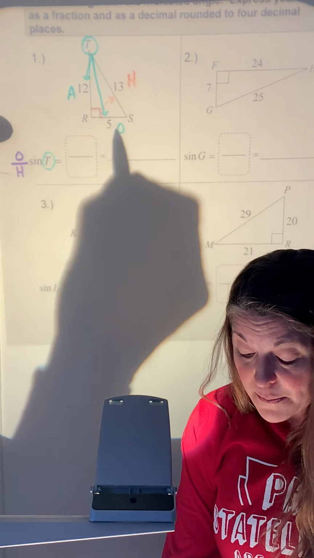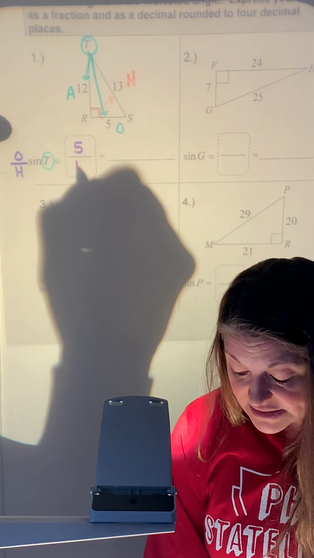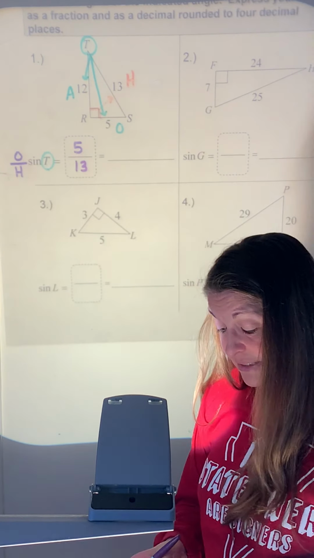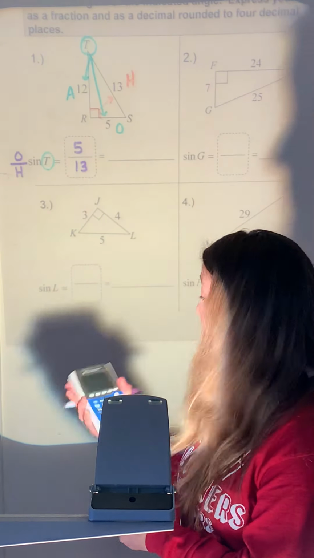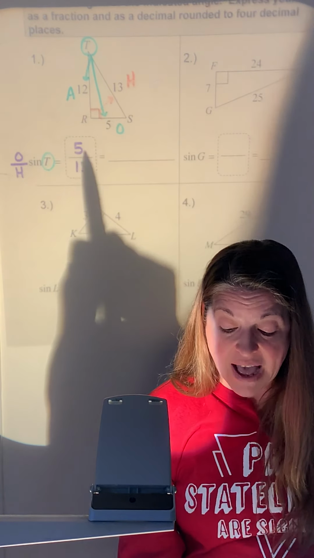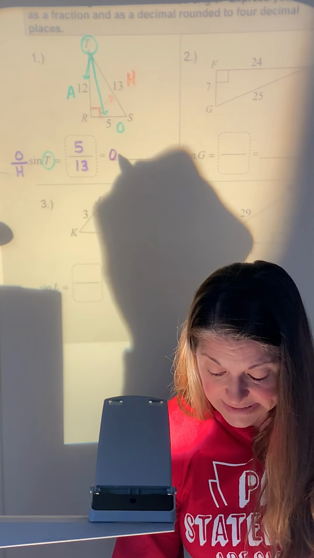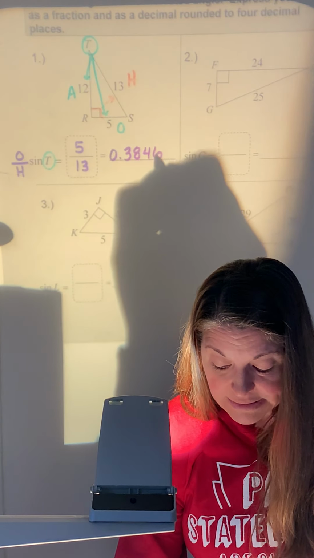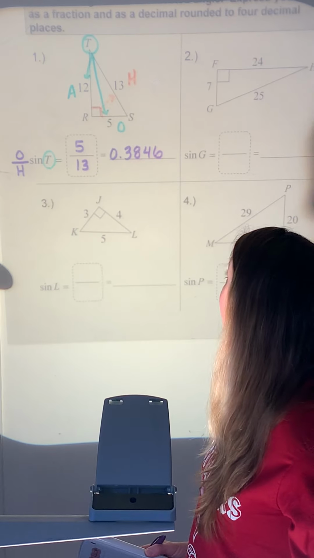So we're going to take the number that's the opposite, and that is 5. Take the number that's the hypotenuse, and that is 13. So 5/13 is going to be the fraction. If we wanted the decimal, when we do 5 divided by 13 in our calculator, we should get 0.3846. And that is the sine of angle T.